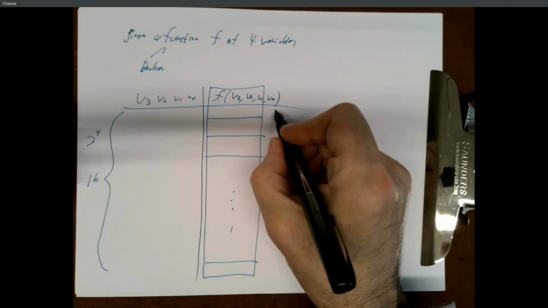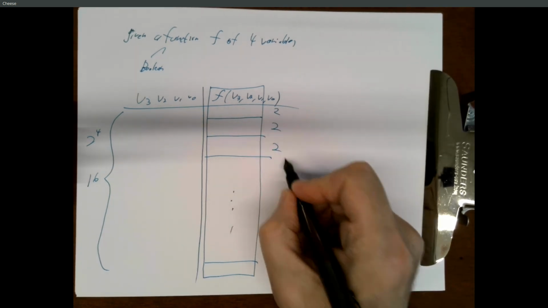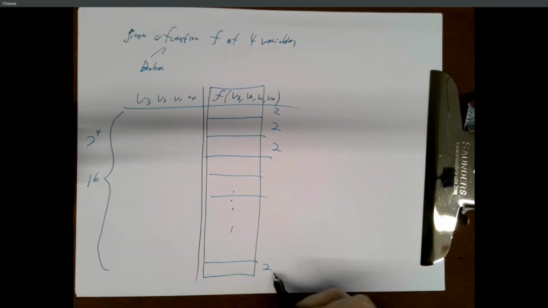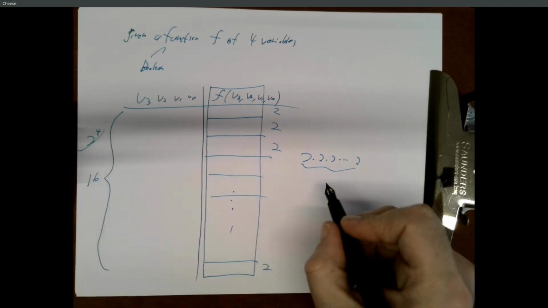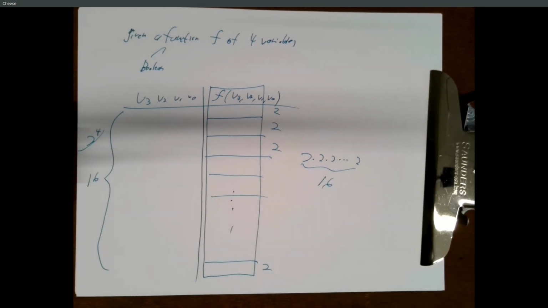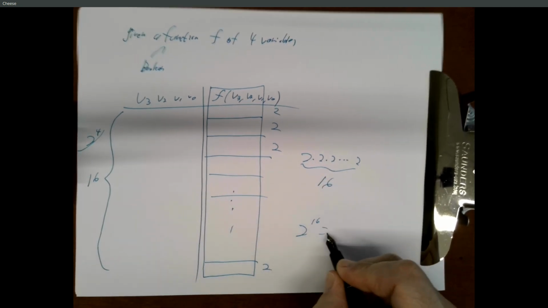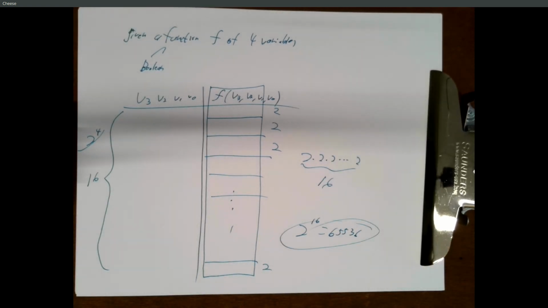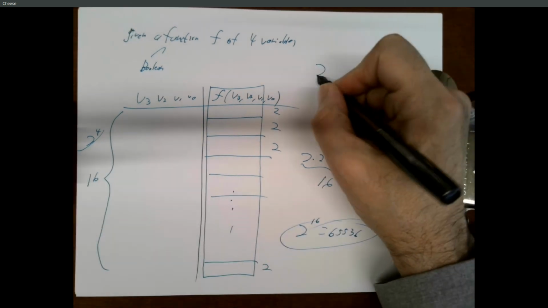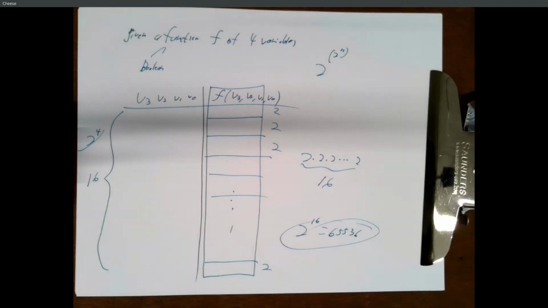So this task I can do 2 ways, this task I can do 2 ways. Each of these rows I can fill in 2 possible ways. And so the total number of ways I can fill in this output column is just 2 multiplied by itself, in this case 16 times. So there's 2 to the 16th possible truth tables for functions of 4 variables. And in general, if you have n variables, there's 2 raised to the 2 to the n possible functions.